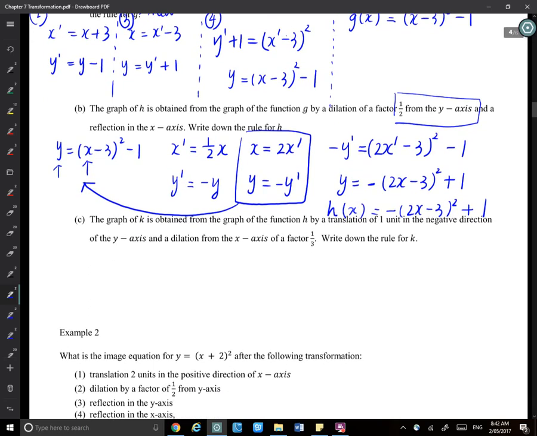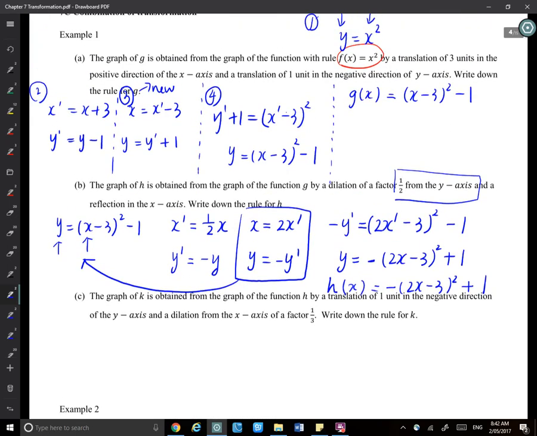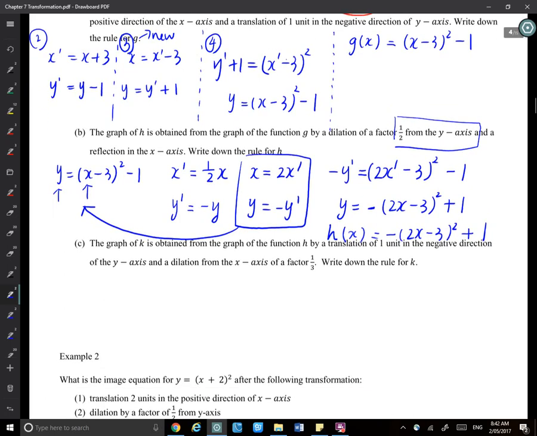Okay, y = -2(x - 3)² + 1. That's your h(x). So what happened is you have a function f, after some transformation that becomes g, and g after some transformation becomes h. And part (c) says the graph k is obtained from the graph of function h. So f becomes g, g becomes h, and then h gives k.